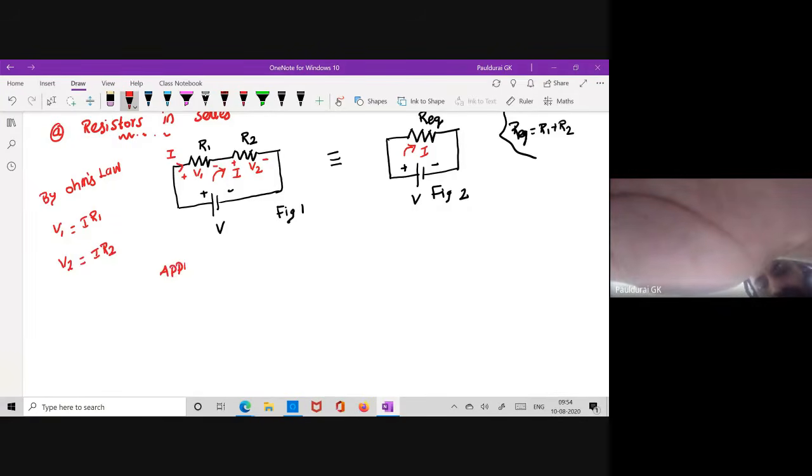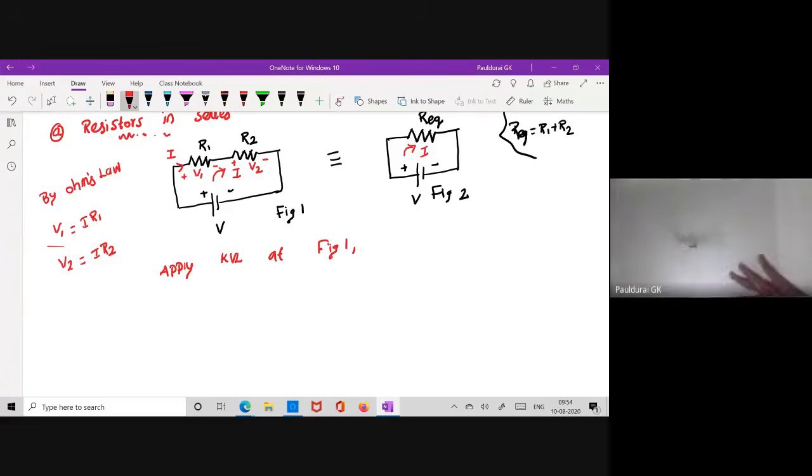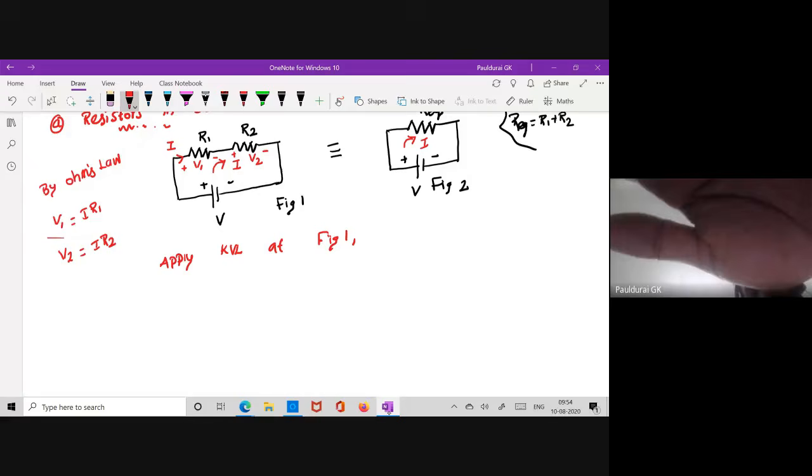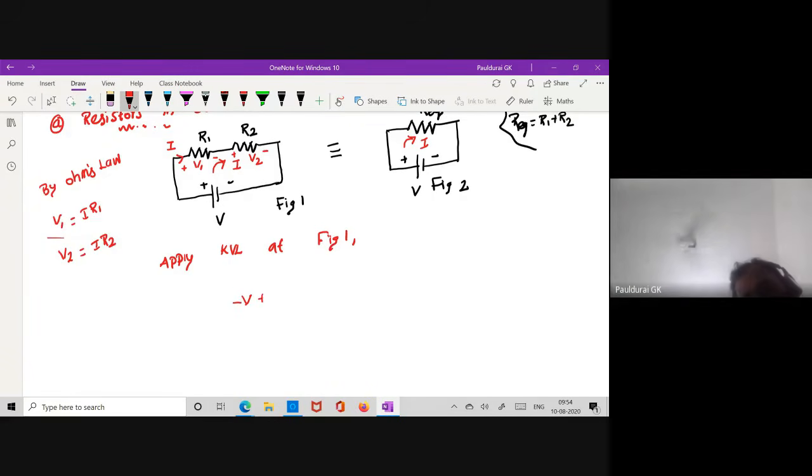Apply KVL at figure 1. Yeah, how will you apply? You know how to apply KVL, right? So this is minus 2 plus, so minus V. Again this is plus 2 minus, so plus V1, where V1, first I will write V1. So plus V2 which is equal to 0.